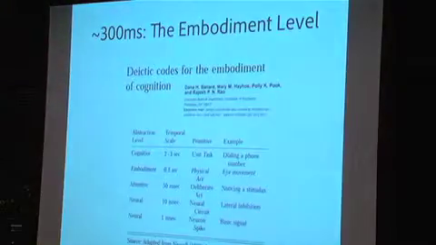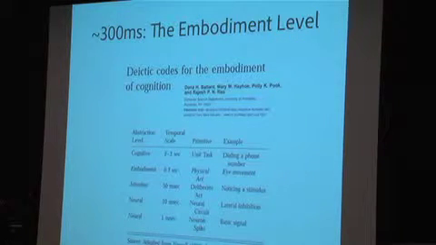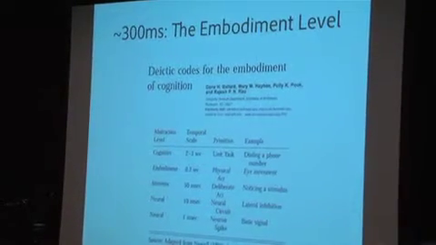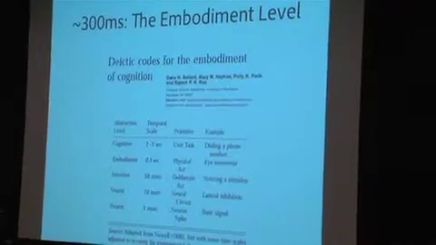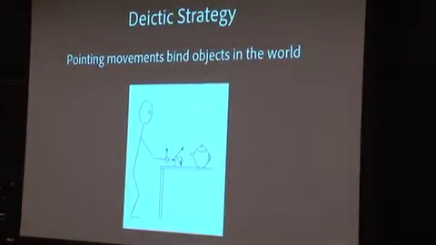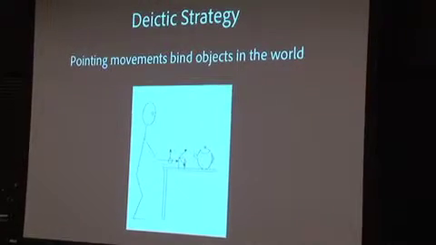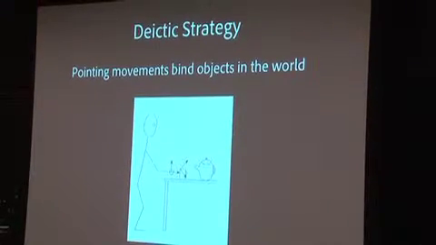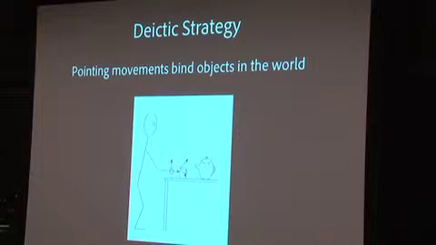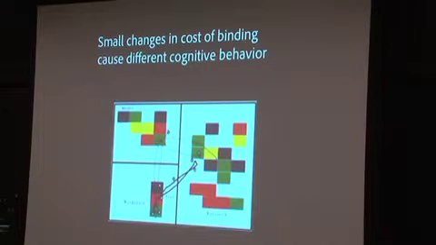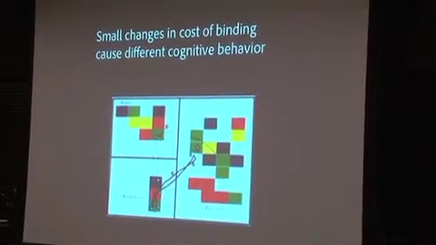And some other people actually disagree. So this is a very famous paper where people are trying to understand how people use the objects in the environment to bind to their cognitive programs for really fast processing. The thing they call a deictic strategy. In this 300 millisecond interval, people are reorienting their bodies or heads to bind objects in the world for task performance. And what they found is that very small changes in the cost of binding can cause really drastic differences in cognitive behavior.